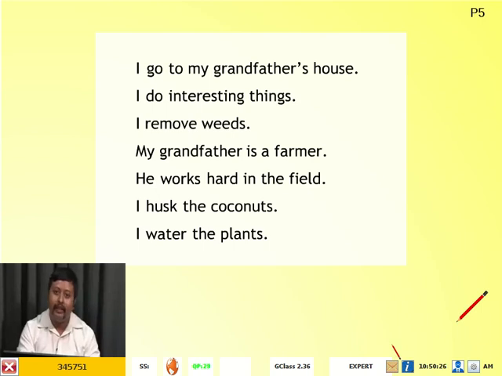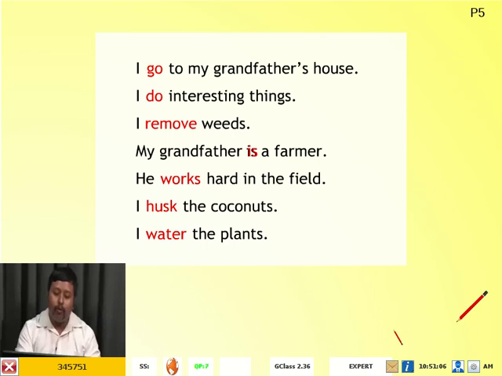So, we are discussing present tense, as I have already told you. So, there are certain uses of that one. So, look at the lines. I go to my grandfather's house. I do interesting things. I remove weeds. My grandfather is a farmer. He works hard in the field. I husk the coconuts. I water the plants. So, in these lines, there are certain words. Say, go in the first line. Do is the second line, then remove, works, husk, and water.